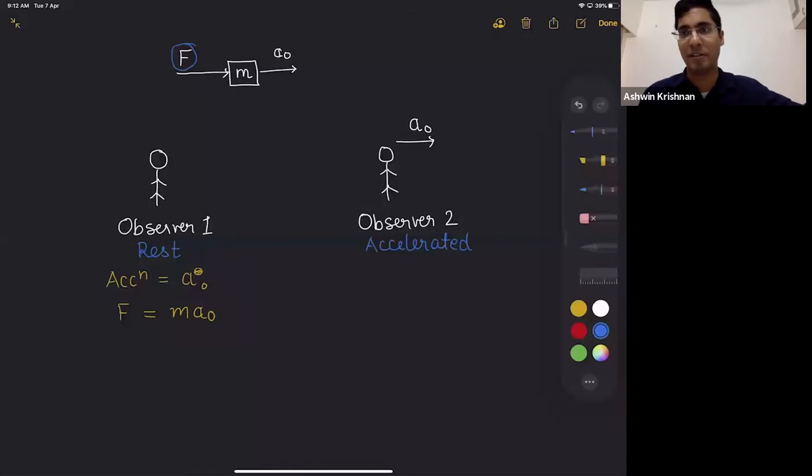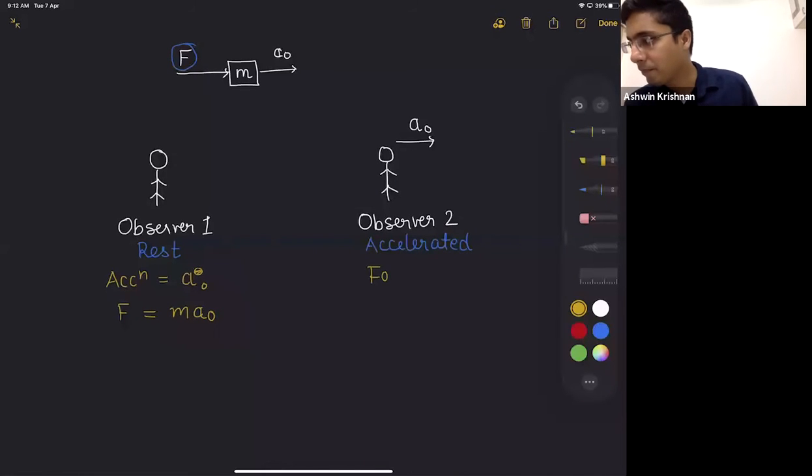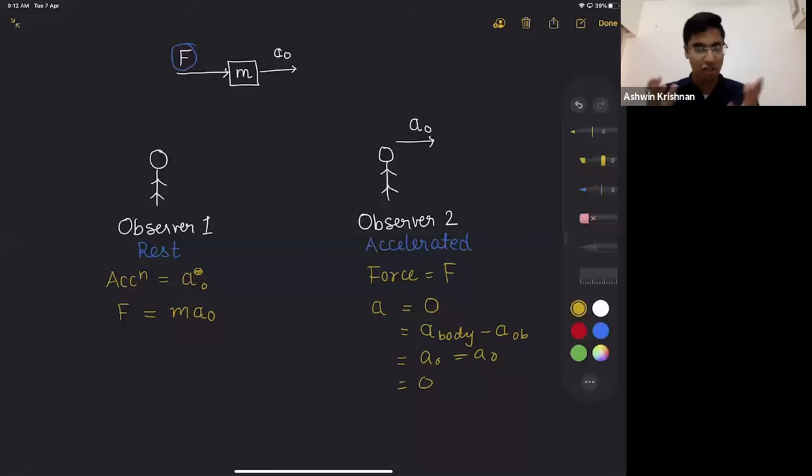You will feel that that person is not moving at all, right? So what this person will observe is that the force is F, but according to this observer, A of the body is 0 because it is A body minus relative velocity, A body minus A observer, which is A naught minus A naught. So he feels that, and it's not necessarily true.